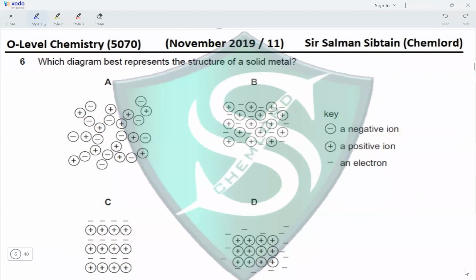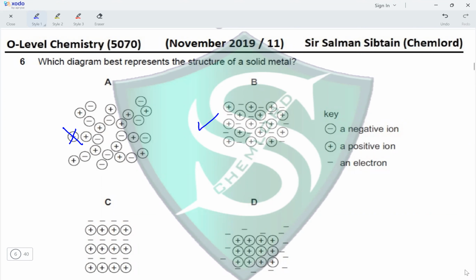Question 6. Which diagram best represents the structure of solid metal? So in solid metal, we've got positive ions present in a sea of delocalized electrons. In A, we've got positive and negative ions. The presence of negative ions makes this structure incorrect. In B, we've got delocalized negative charges, which are electrons, and in between the positively charged nuclei.